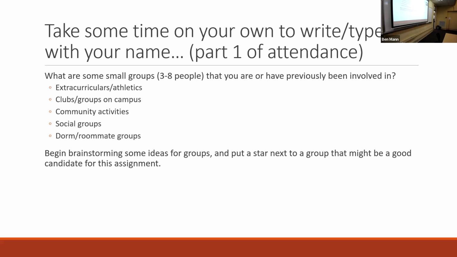Either way, this attendance prompt for today is going to have 3 different parts that we're going to work through as we go through the different things in today's class. The first part that I'm asking you to do is a little bit of brainstorming. So I want you to think about some small groups that you're either currently a part of or you have previously been a part of.